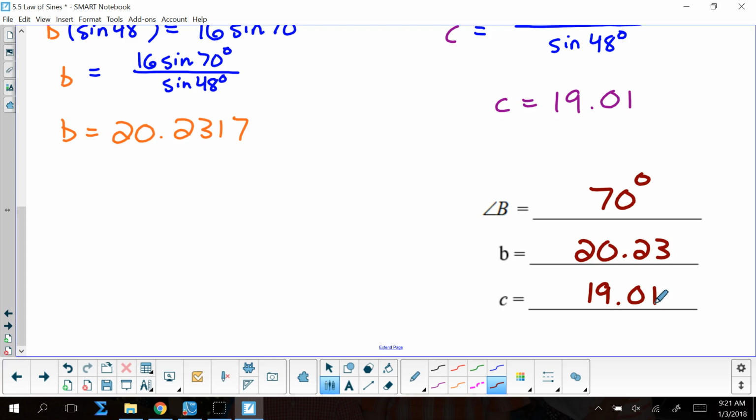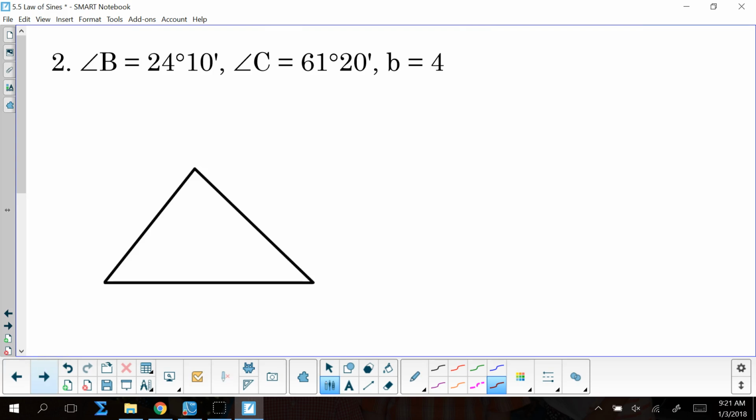What I would like you to do now is number 2. Angle B is 24 degrees 10 minutes. Angle C is 61 degrees 20 minutes. Side B is 4. So that means we have to find angle A, side A, and side C.